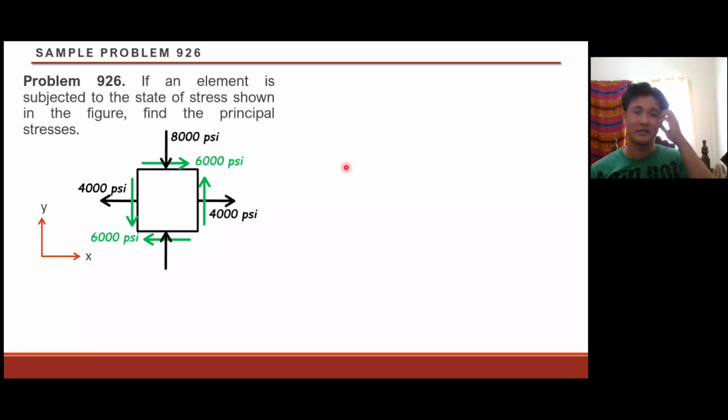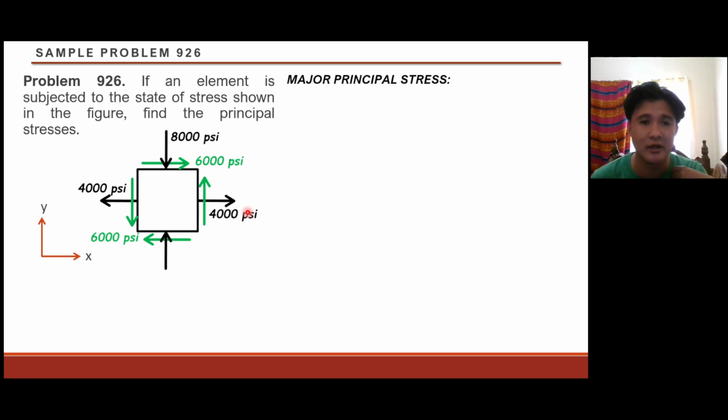Okay. Sige. Proceed tayo sa solution natin. So, here we can see yung mga loadings natin ay stresses na siya. No? Kaya wala na tayong kailangang i-convert. So, we can go directly sa ating solution. By the way, if the element is subjected to the state of stress shown in the figure, we are asked to find the principal stresses. Okay? So, first let us find yung major principal stresses natin.